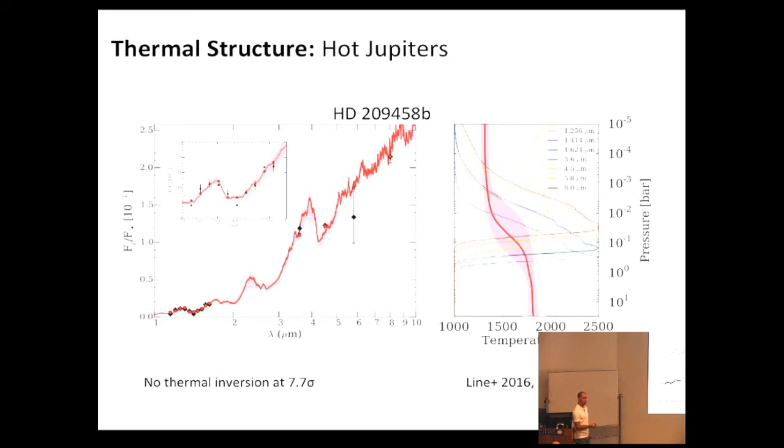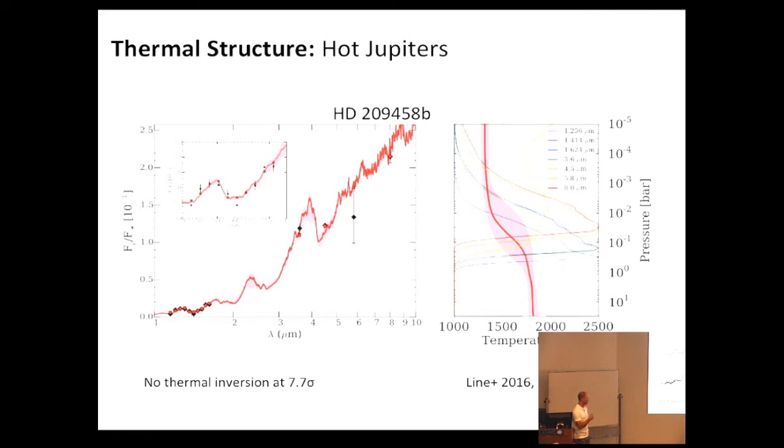Doing the retrieval to quantify that, you get this thermal structure, which is inconsistent with a thermal inversion at very high confidence. So thermal inversions do not exist in HD 209458b, the original planet that this was proposed for and that really set this whole area of investigation into motion.